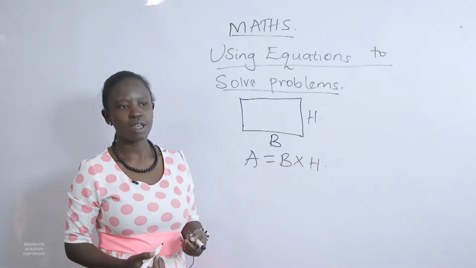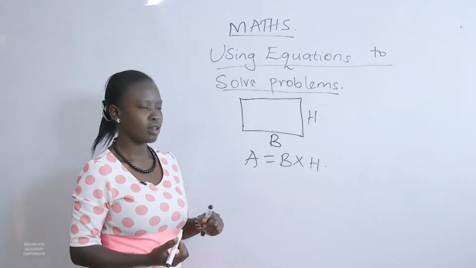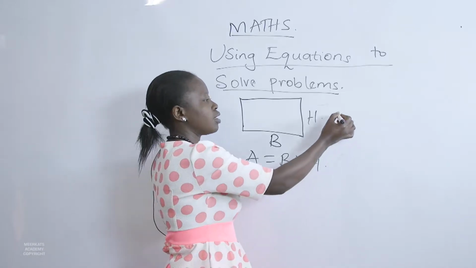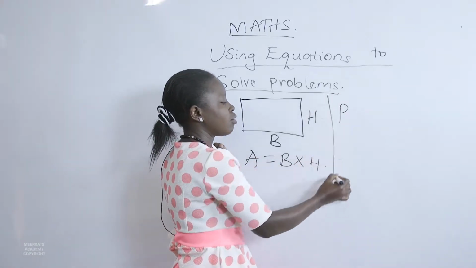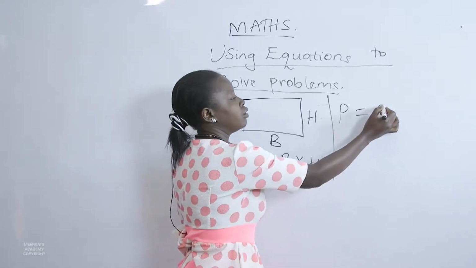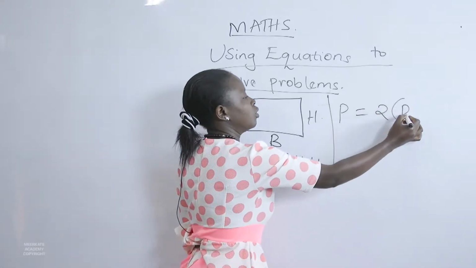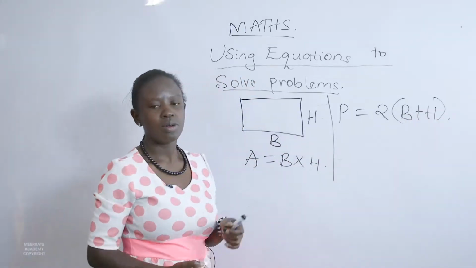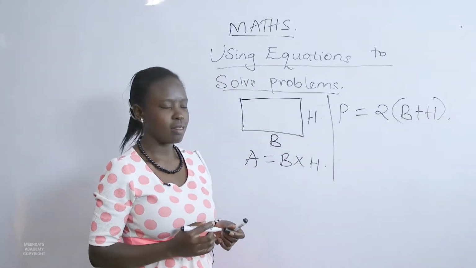If I need to find the perimeter of this given rectangle, then it means the perimeter of this rectangle will be obtained by 2 into the base plus the height.